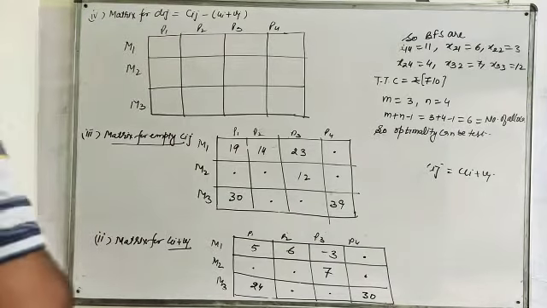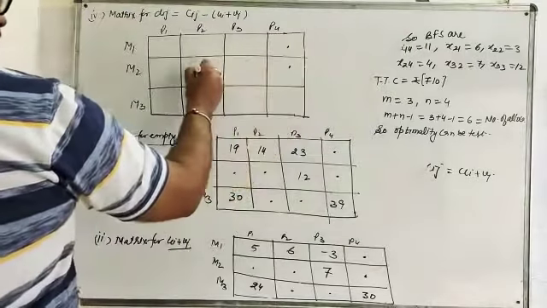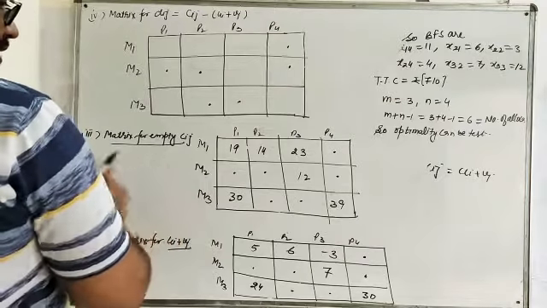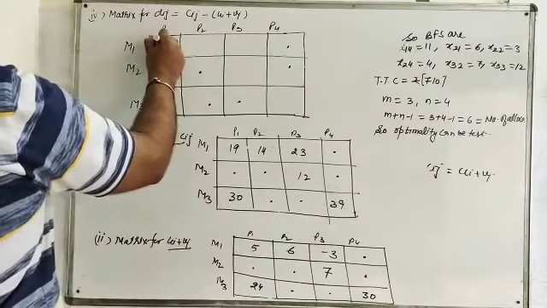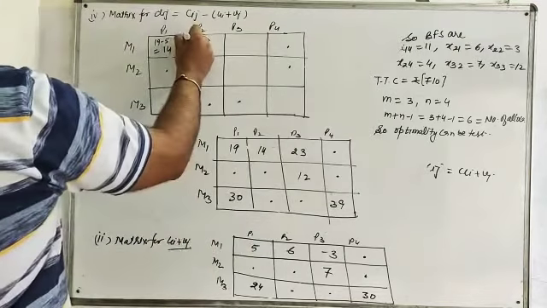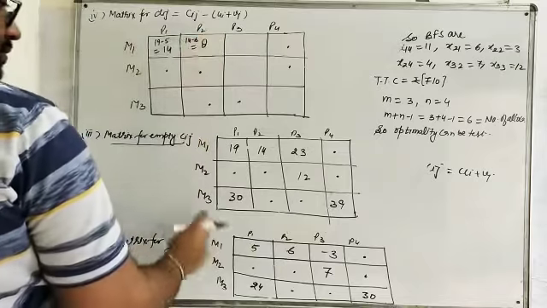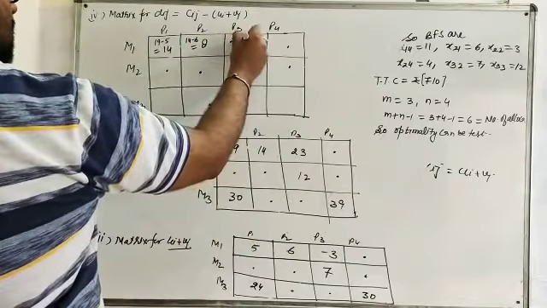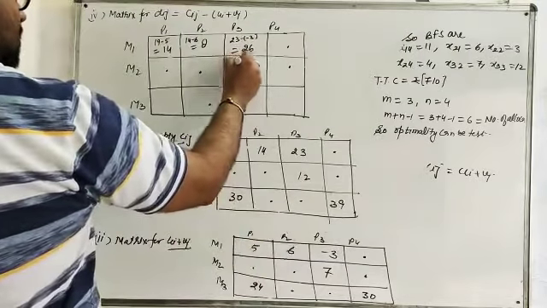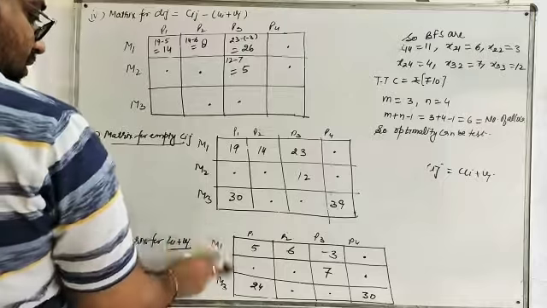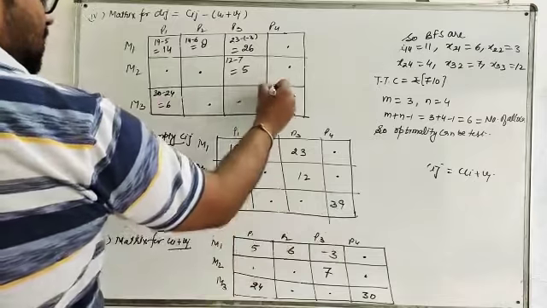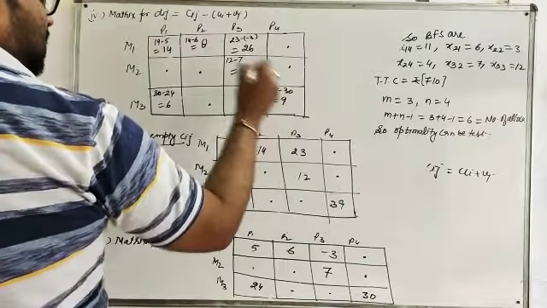So dot remains dot, and now subtract these elements from these elements. So 19 minus 5, which is equals to 14. 14 minus 6, which is equals to 8. 23 minus 3, which is equals to 26. 12 minus 7, which is equals to 5. 30 minus 24, which is equals to 6. And 39 minus 30, which is equals to 9.